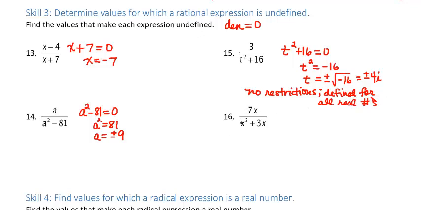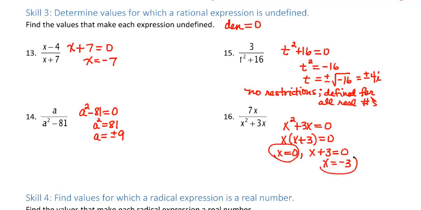Okay, and then 7x divided by x squared plus 3x, we set x squared plus 3x equal to 0. This is a binomial that has a common factor of x. So if we factor out the x, we get x times x plus 3 equals 0. And now we set each of those factors to 0 to get either x is 0 or x plus 3 is equal to 0. So the two solutions are 0 or negative 3. So this particular expression is undefined at x equals 0 and x equals negative 3.